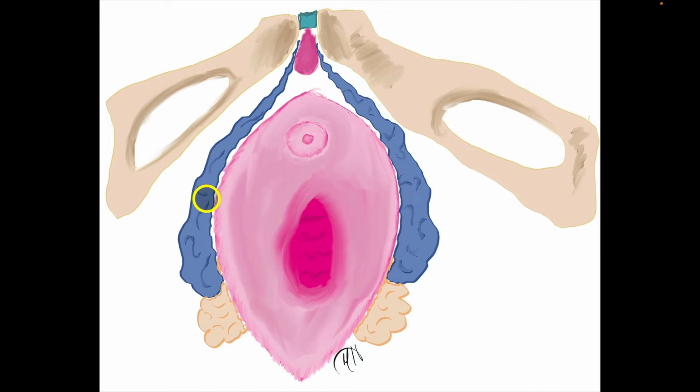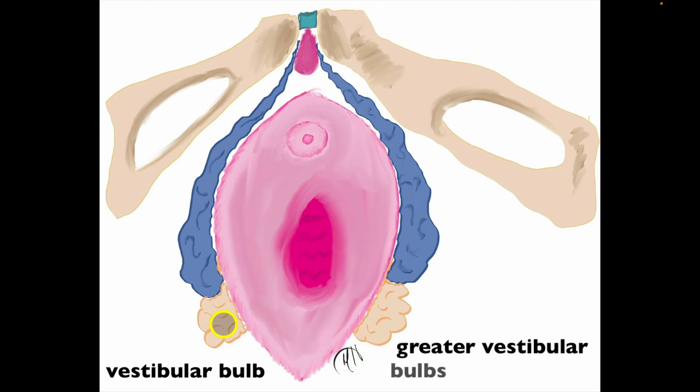This right here is known as the vestibular bulb, and this engorges with blood during sexual stimulation, along with the clitoris. So the engorgement of blood of the vestibular bulbs helps the vagina to constrict or tighten around the penis during sexual intercourse. Right down here are the greater vestibular glands, which help keep the vagina moist and help lubricate the vagina during sexual intercourse.